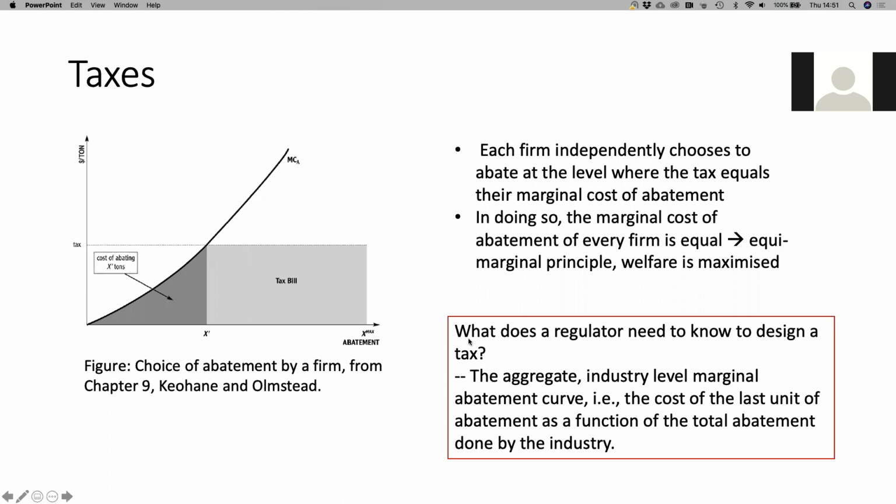Now, if a regulator needs to design a tax, what do they need to know? They need to know the aggregate industry level marginal abatement curve. So they need to know not just the costs of abatement of each firm, or even if they don't know the cost of abatement of each firm, they need to be able to figure out the cost of abatement for the entire industry, whether it's energy or steel or whatever. That's the information the regulator needs in order to say that at a certain tax, this much amount of emissions is reduced.